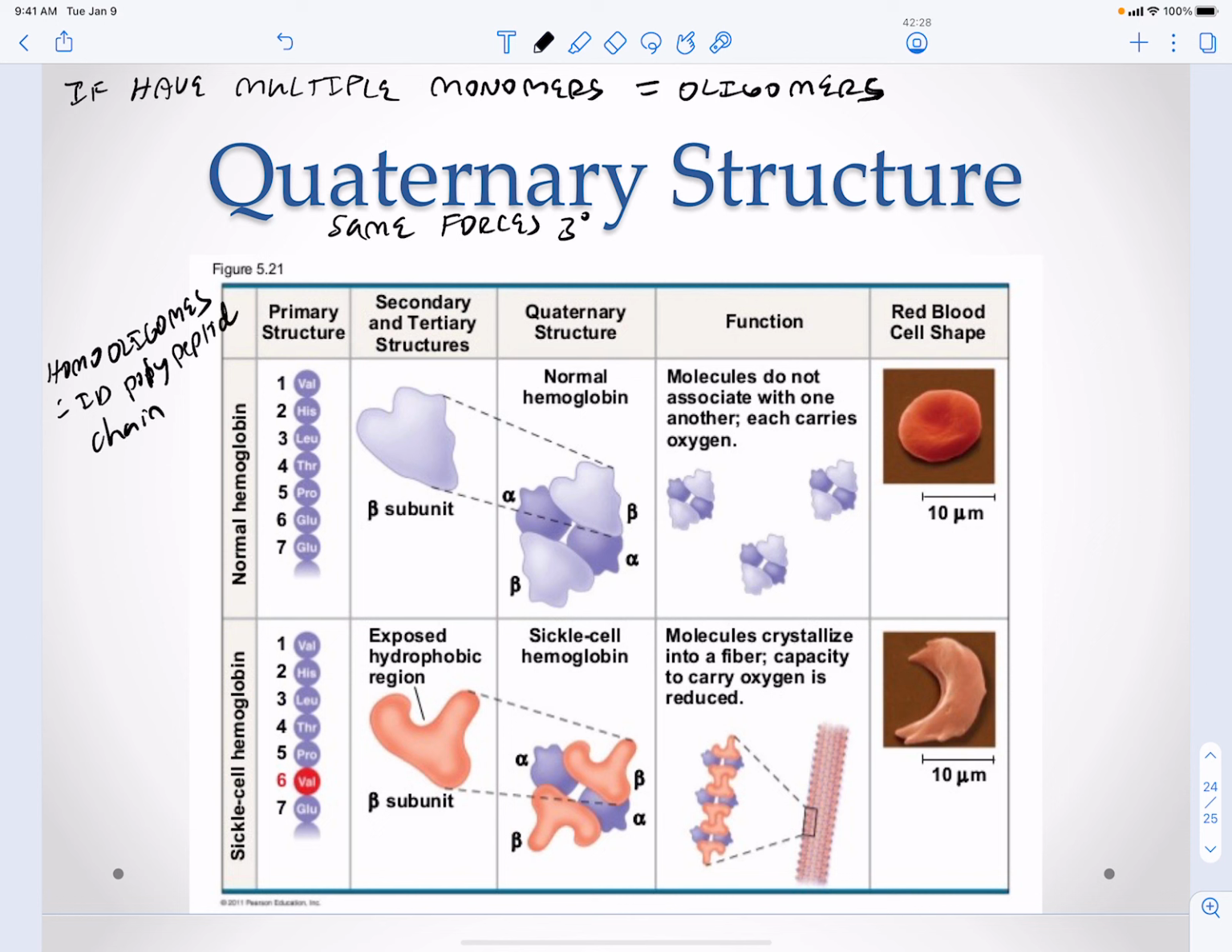And an example of this is collagen. And then we have hetero-oligomers. And this is where they are different. An example of this is hemoglobin. So you have alpha and beta, so those are going to be a hetero. Whereas in collagen, you have the identical polypeptide chains over and over again, and those are going to be homo-oligomers.